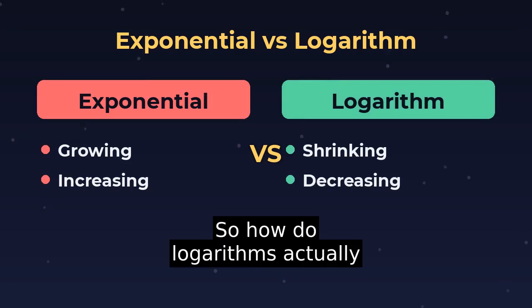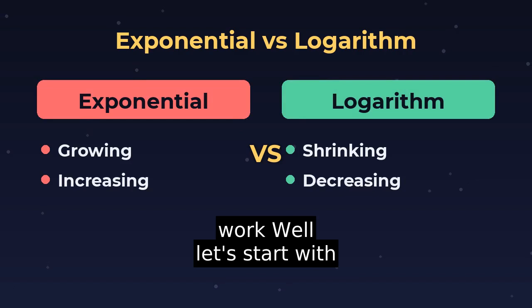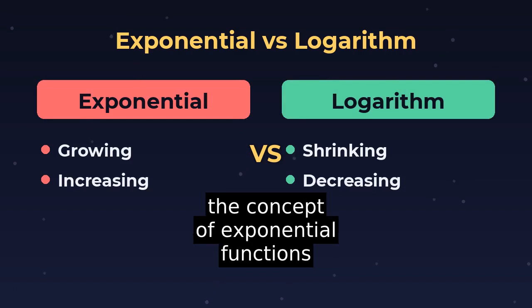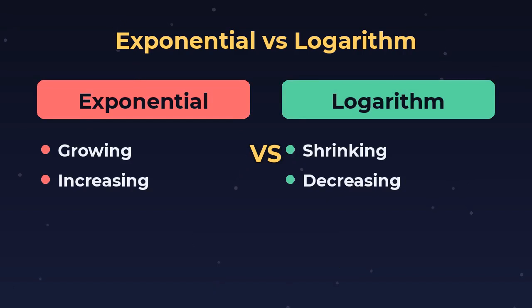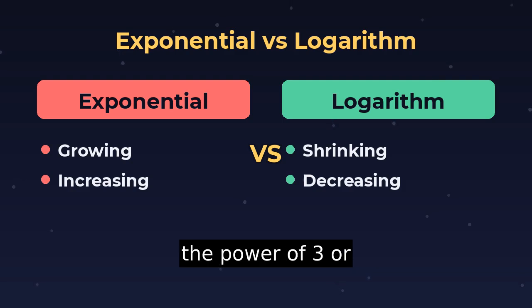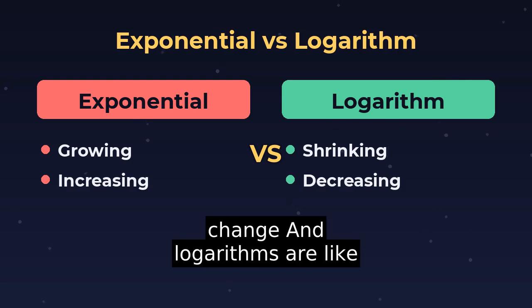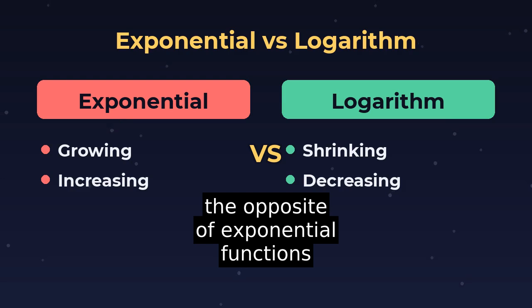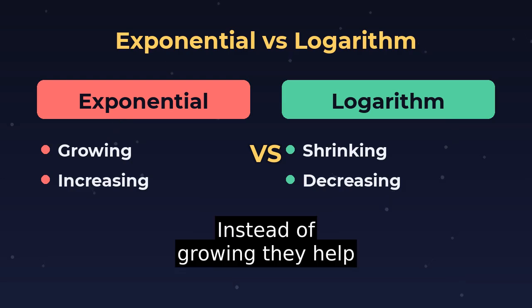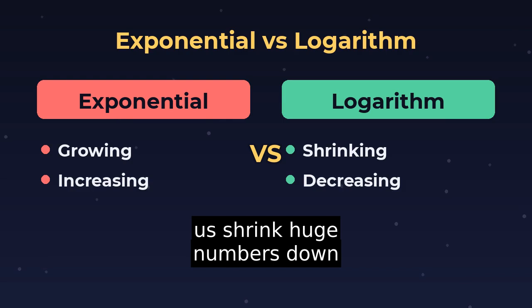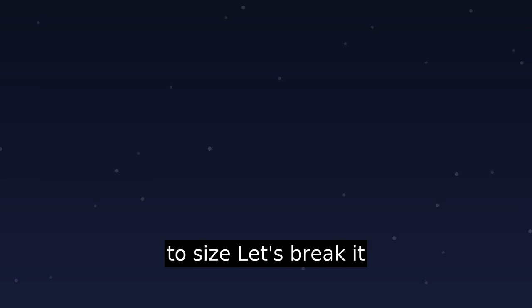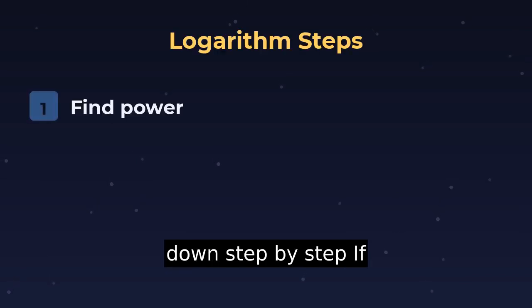So, how do logarithms actually work? Well, let's start with the concept of exponential functions, like 2 to the power of 3, or 4 to the power of 5. These functions help us understand how numbers grow and change. And logarithms are like the opposite of exponential functions. Instead of growing, they help us shrink huge numbers down to size. Let's break it down step by step.